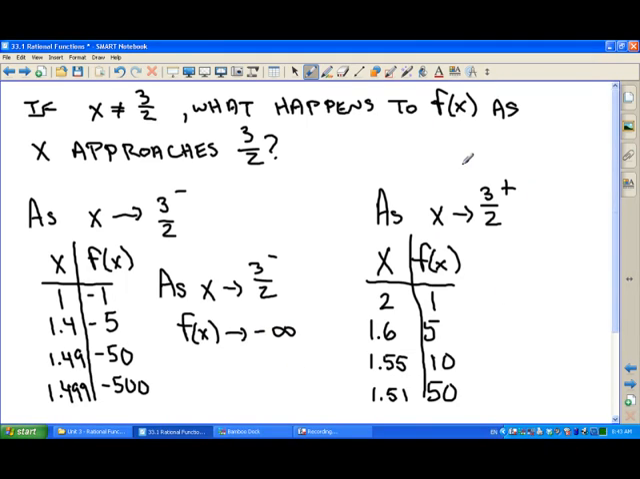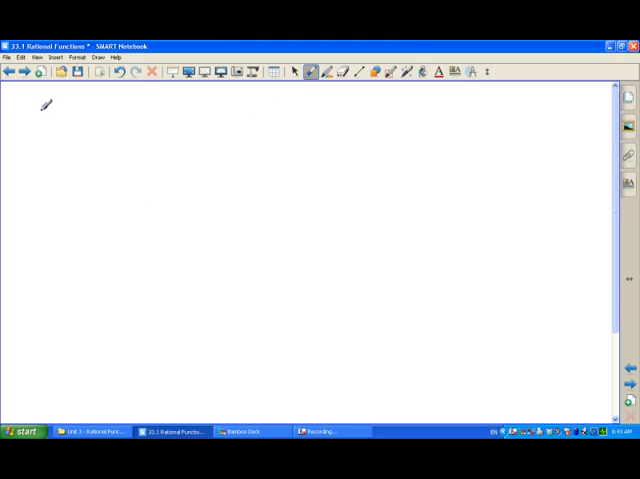And as I get closer and closer to 3 halves from the right, I can again see that my y values are getting larger. So I can say that as x approaches 3 halves from the right, my function is approaching positive infinity. It's getting larger. So let's ask ourselves another question.